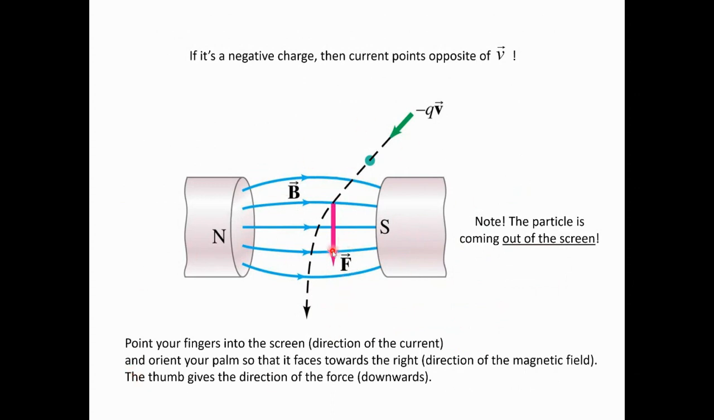To do this one with right-hand rule 2, point your fingers into the screen. Because remember, you have a negative charge coming out of the screen. That's a current that goes into the screen. So point your fingers towards the screen. Orient your palm so that it faces towards the right, because that's the direction of the magnetic field. In that way, then you can bend your fingers towards B, towards the magnetic field. And if you do that, you'll find that your hand is oriented so that your thumb is pointing down.